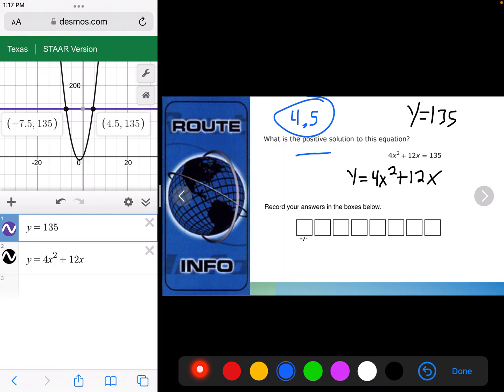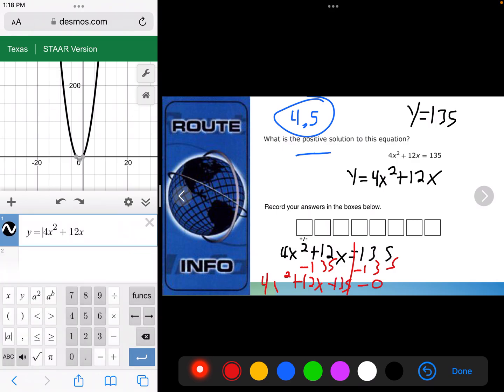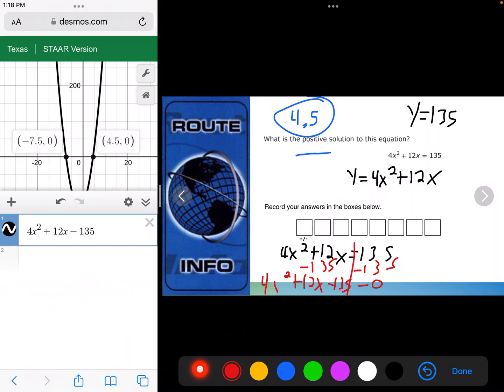Okay, another way to do this is to actually move over the 135 to the other side. So if you did it that way, you got 4x squared plus 12x equals 135. You would move it to one side by subtracting 135 on both sides. When you do that, you get 4x squared plus 12x minus 135 equals 0. And you could actually graph that. And you can check the x-intercepts, and that's the same answer.